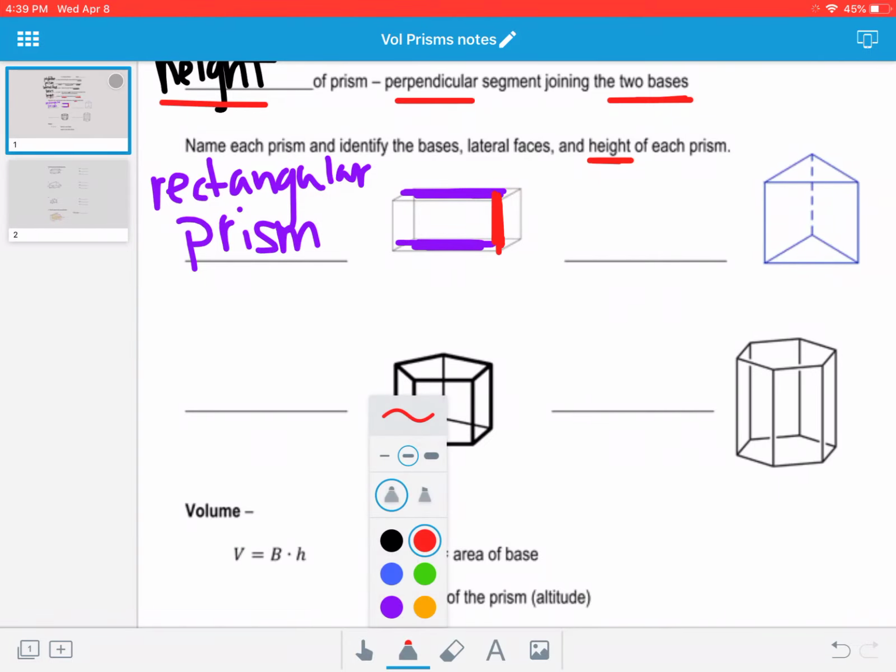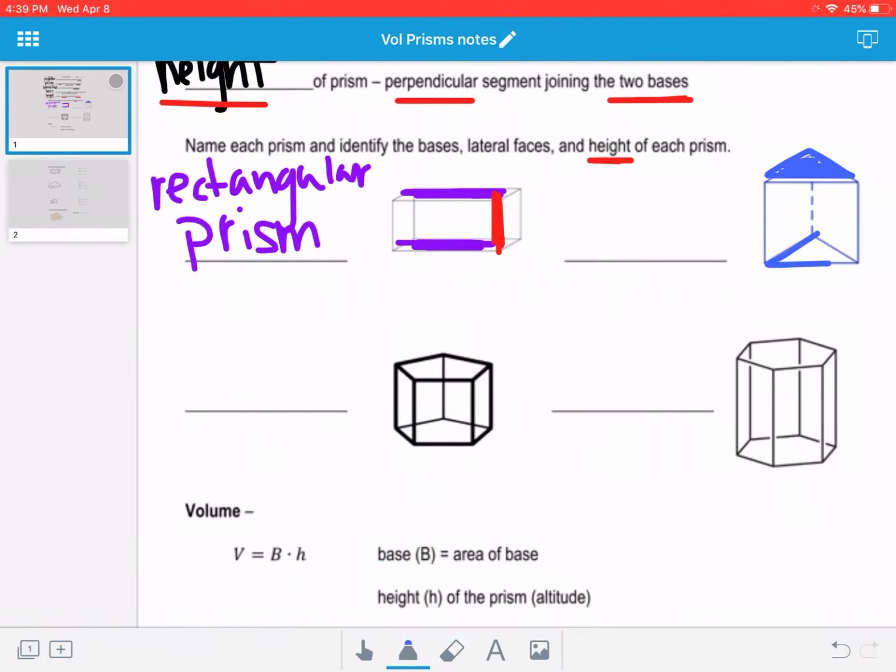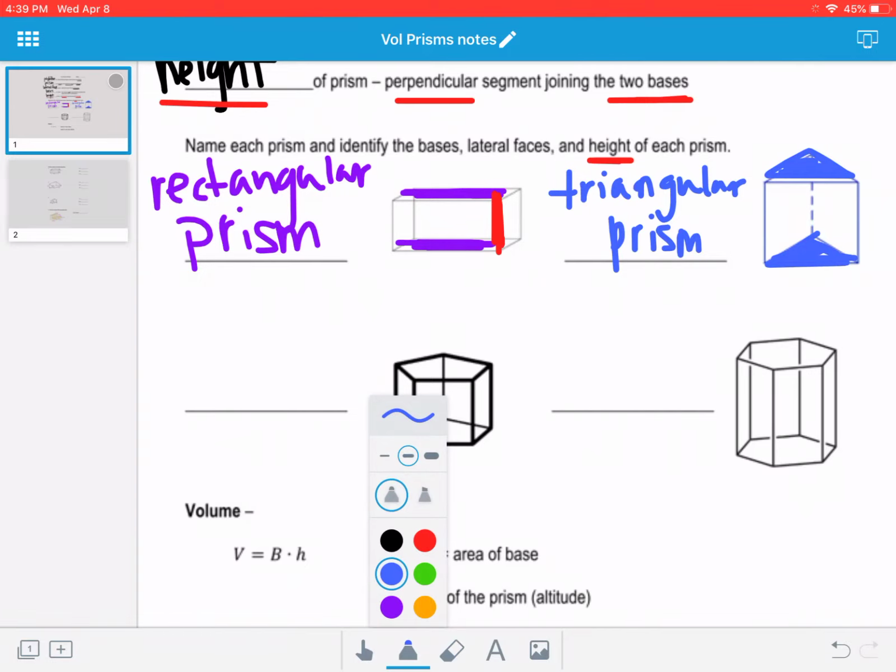I'm not going to color them in, it's going to get crazy. To the right here, my two congruent parallel bases are these triangles. So when we go to name this solid, it's called a triangular prism. Since there's two congruent bases, that makes it a prism. The height, remember, has to connect these two bases, so it could be any of these three vertical segments. That is your height. The three rectangles going around are the lateral faces.